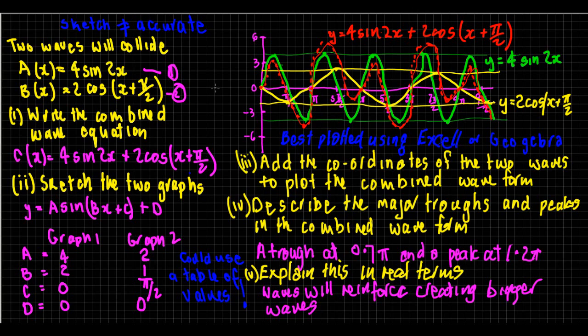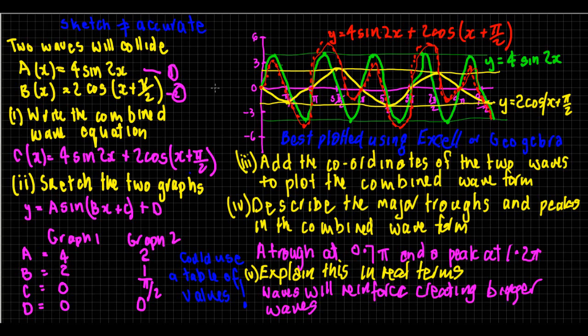Now here we have the major calculation that we need to do in this unit, and as you can see, it's getting quite complicated. So we have two waves that are colliding, and the formula for the waves is: wave A as a function of x equals 4 sin 2x, and wave B as a function of x is 2 cos(x + π/2).